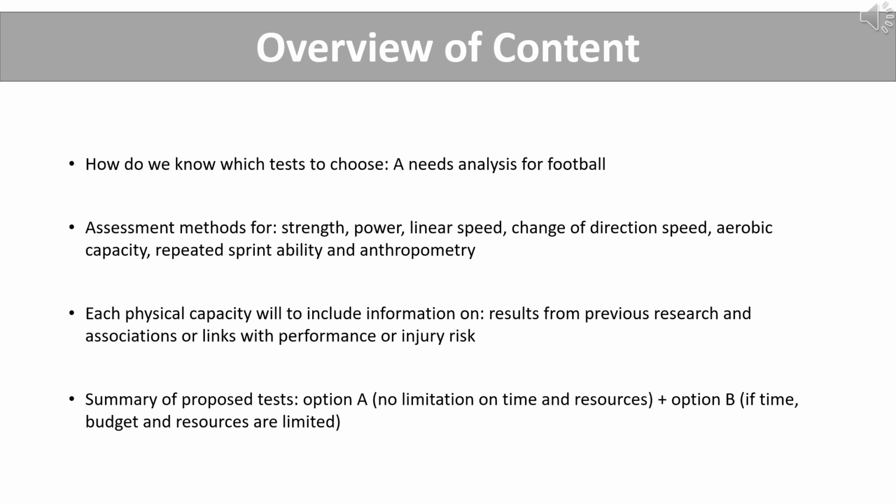This presentation will just cover a generic needs analysis for football, and as a consequence of that, we'll start talking about essentially 7 key areas that are probably really important to assess for the sport. And that's strength, power, linear speed, change of direction speed, aerobic capacity, repeated sprint ability, and anthropometry.